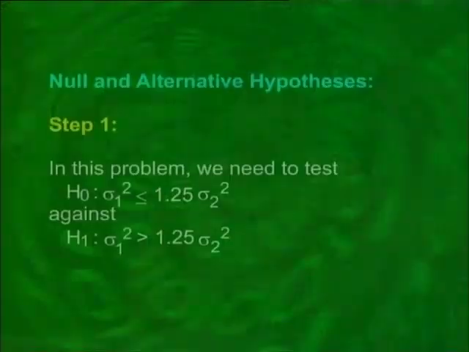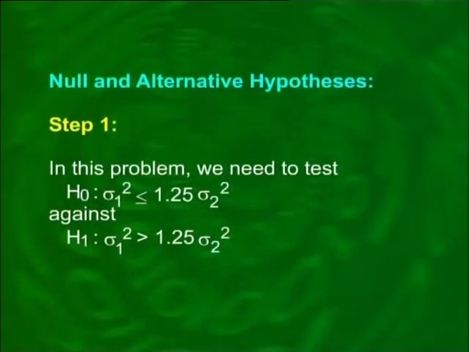As you now see on the slide, H0 will be that sigma 1 square is less than or equal to 1.25 times sigma 2 square, whereas H1 will be that sigma 1 square is greater than 1.25 times sigma 2 square. Now concentrate on the number 1.25. 1.25 means 125%. And this means 25% more as compared with the variability of method 2. Students, I would like to encourage you to work on this particular problem on your own.